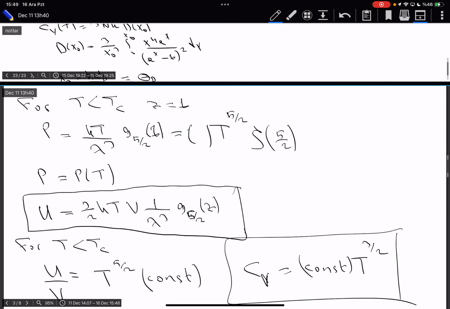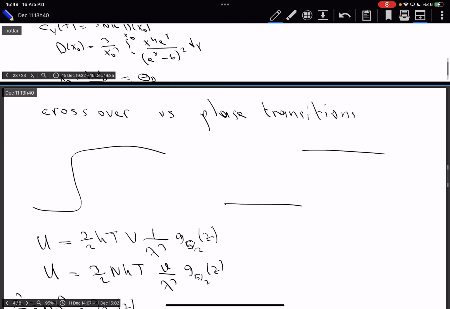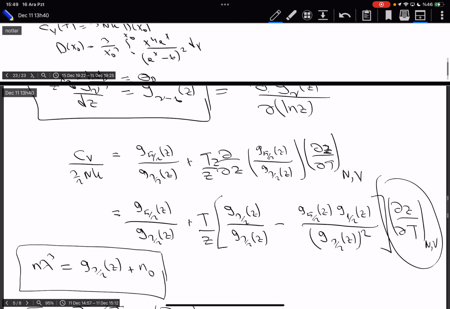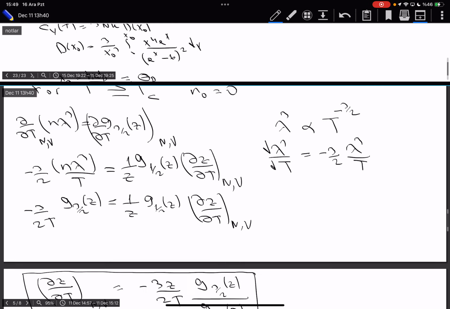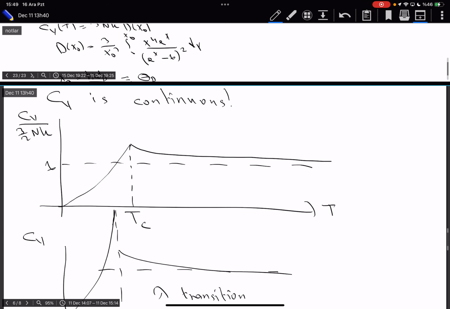And we calculated various thermodynamic properties. Well, we didn't explicitly calculate, but we can calculate how CV changes. There is a discontinuity in the derivative of CV. So again, here you also see that there is a non-analytical behavior.